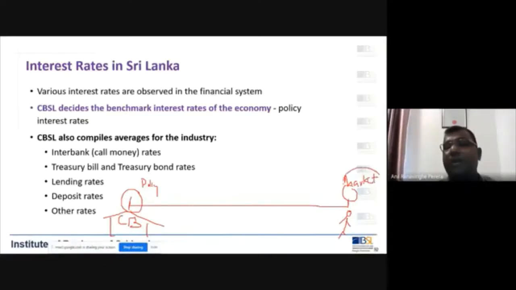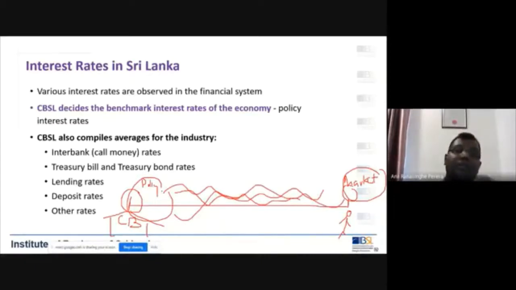So these market rates will not change or will not have any impact unless the central bank changes these policy rates. So this goes through various channels in between. You have various people, institutions, and all that. But still, whatever change you introduce to the policy rates is felt by this entire market and the people. That's why you call it the benchmark interest rates, the policy interest rates.